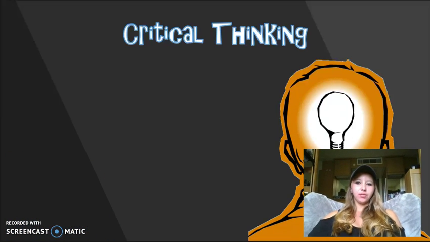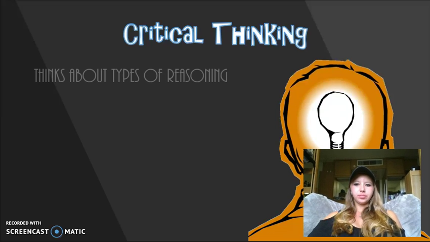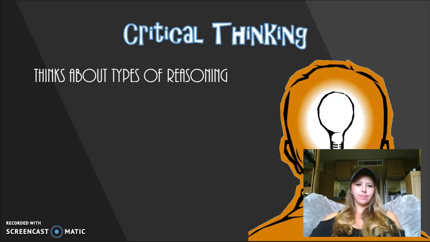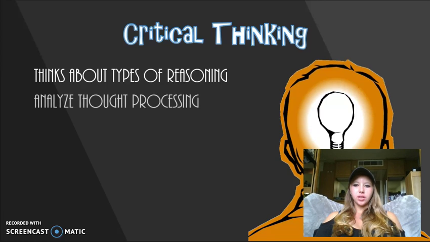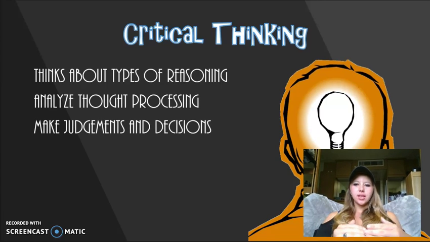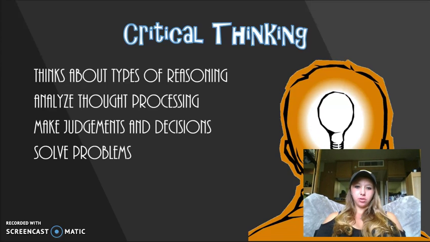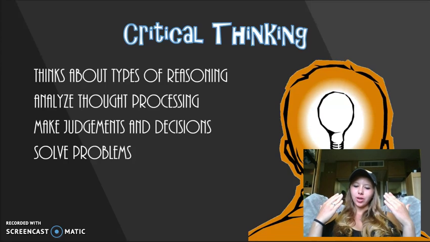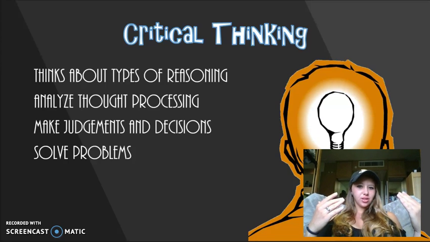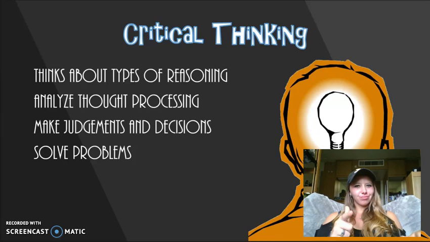Critical thinking involves thinking about the types of reasoning. Another involvement is analyzing thought processes. The third thing is making judgments and decisions from these thought processes. And finally, is problem solving. So basically, if you're thinking clearly and you can make smart decisions, then you're thinking critically. Good for you.